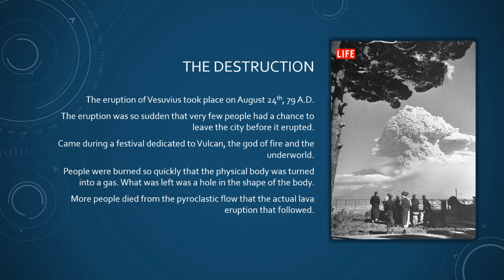And once it hits you, your flesh burns away and your bones rot away so quickly that it really leaves basically a mold, a shell, kind of a reverse shell. We'll see an example here in a minute. But more people died from the pyroclastic flow than lava or the earthquake or anything else. This was the big killer for Pompeii.